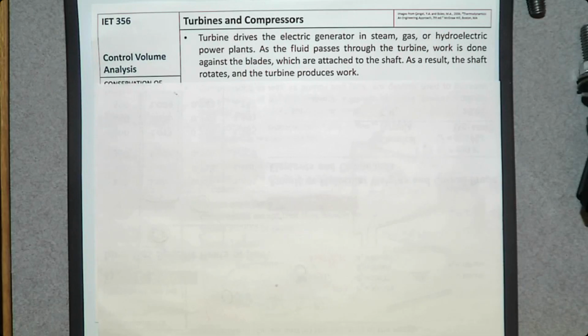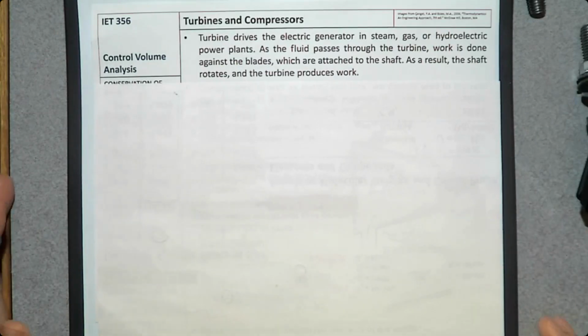What about compressors? Do we use compressors every day? Yes. Is there a compressor in this room? Yes. Where is it? Air conditioning system. What about in your house? Refrigeration system. What about in your car? There's also a refrigeration system. What about in winter? The heat pump systems that heat your house. So turbines and compressors are used in many, many places in our real life.